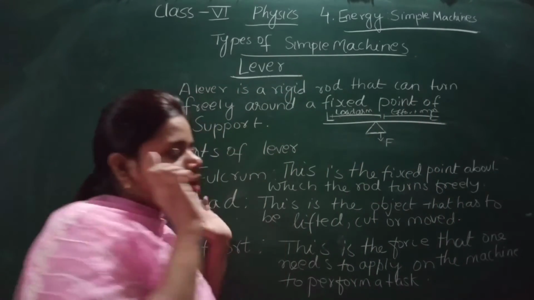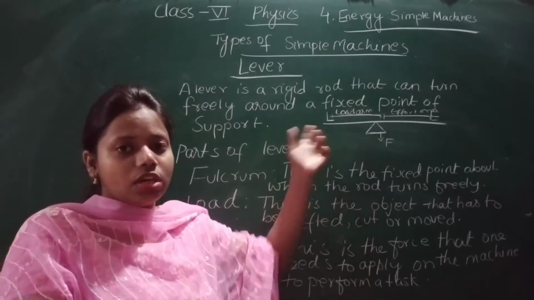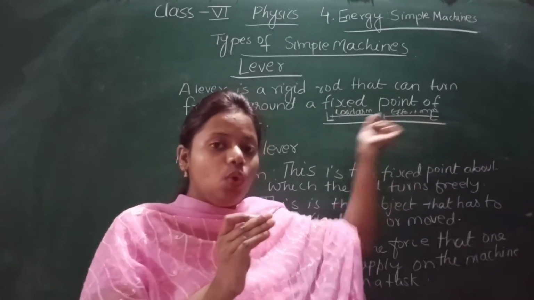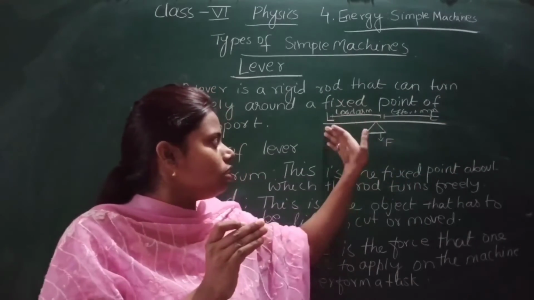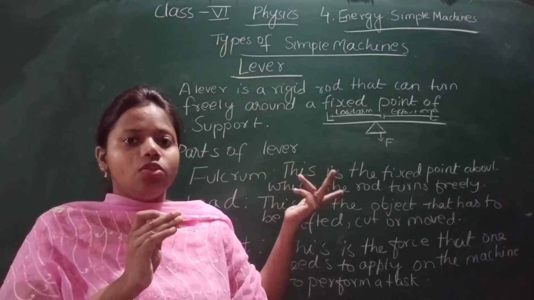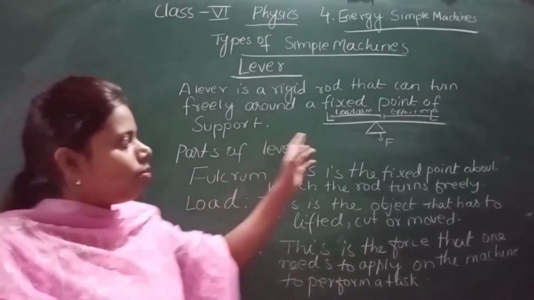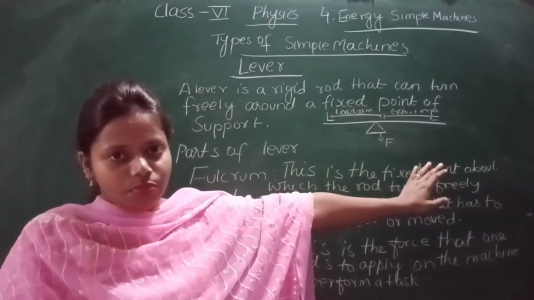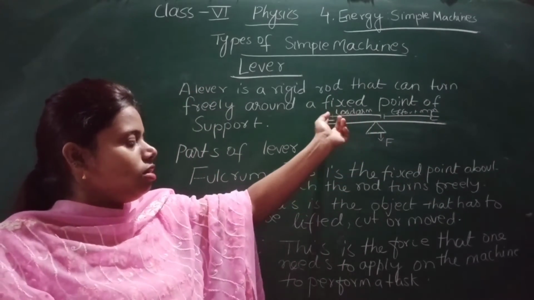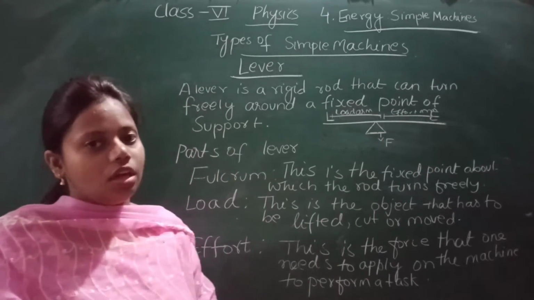Don't always keep in mind that load arm means from load to a fulcrum in the middle. No, not that. Wherever the fulcrum will be situated, from there to the load. If the fulcrum is here and the load is here, then from here to here it will become the load arm. So depending upon the types of lever. Just to show you the load arm and effort arm, I have made this first class lever. This is the load, this is the effort, this is the fulcrum. The distance between the load and the fulcrum is called the load arm. Between the fulcrum and the effort is called the effort arm.